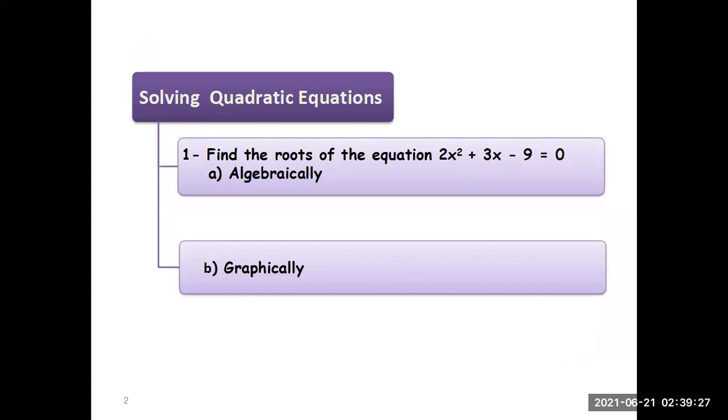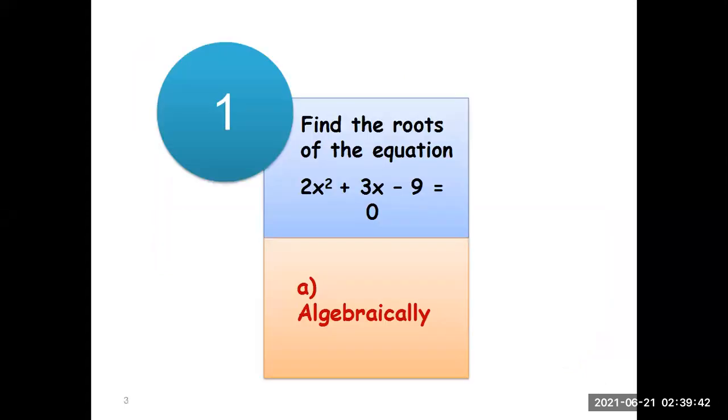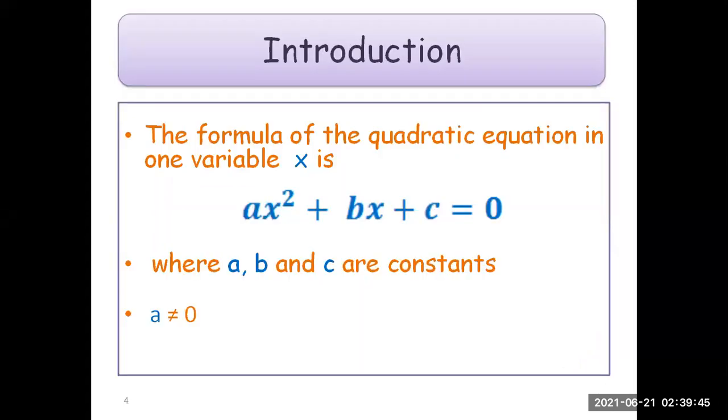Well, we're going to talk about solving quadratic equations. Quadratic equations are solved in two different ways, algebraically and graphically. First, we have this equation: 2x squared plus 3x minus 9 equals 0. To find its roots algebraically, we first need an introduction about the formula of the quadratic equation in one variable.